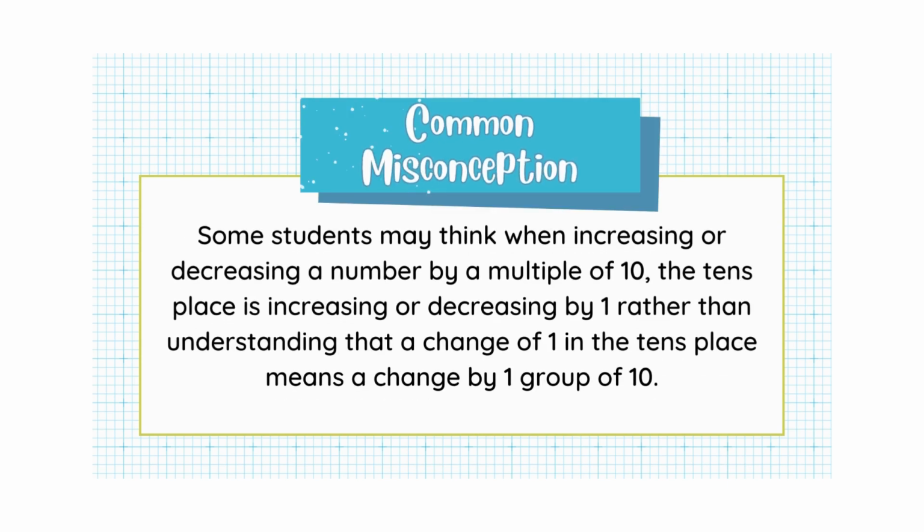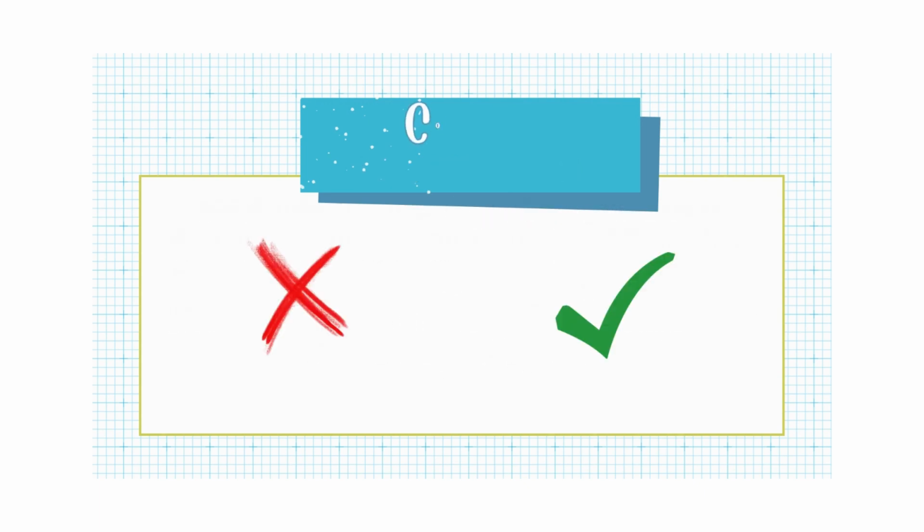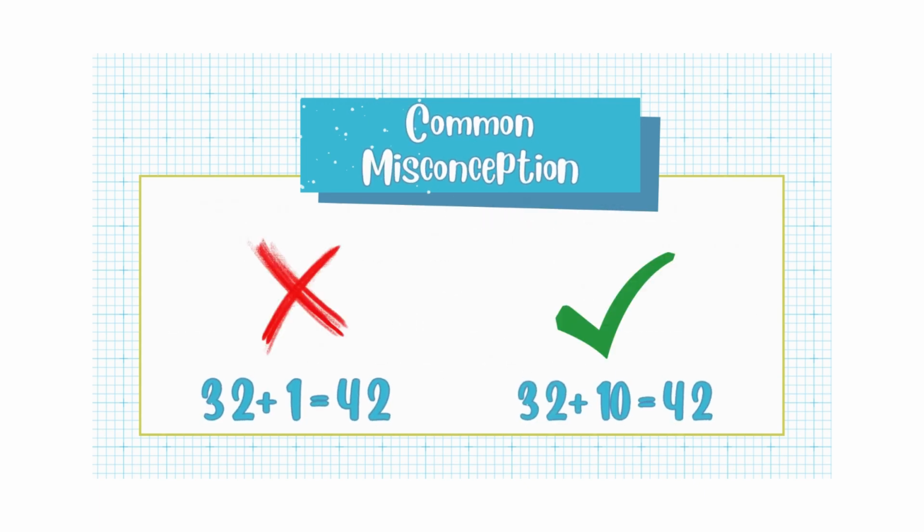Before we dive into the strategies, let's discuss a common misconception students may have. Some students may think when increasing or decreasing a number by a multiple of 10, the tens place is increasing or decreasing by 1, rather than understanding that a change of 1 in the tens place means a change by one group of 10. This misconception stems from a misunderstanding of place value and the concept of groups of 10.